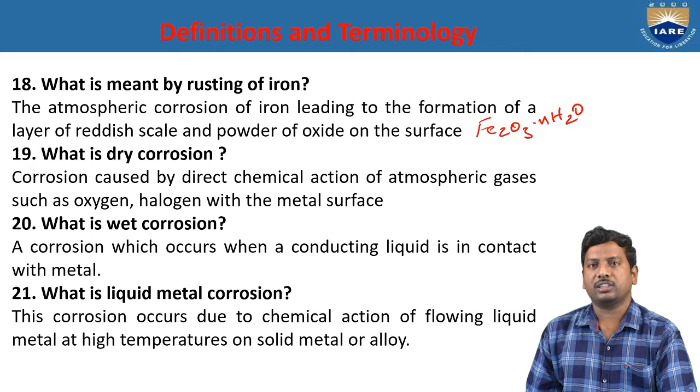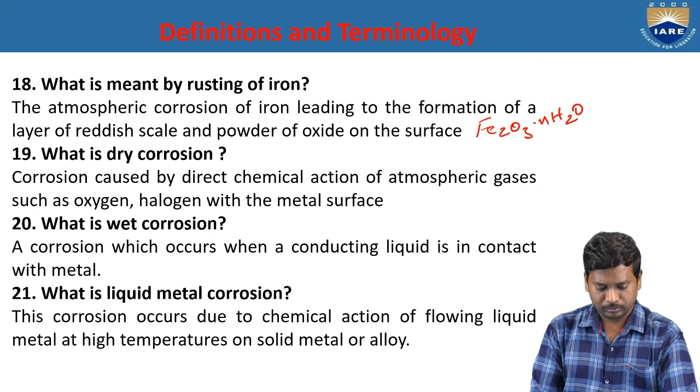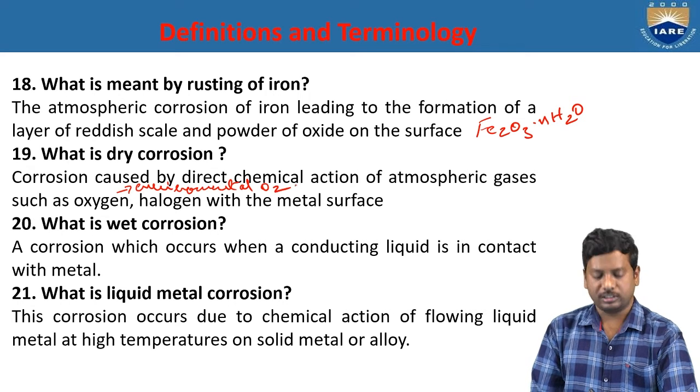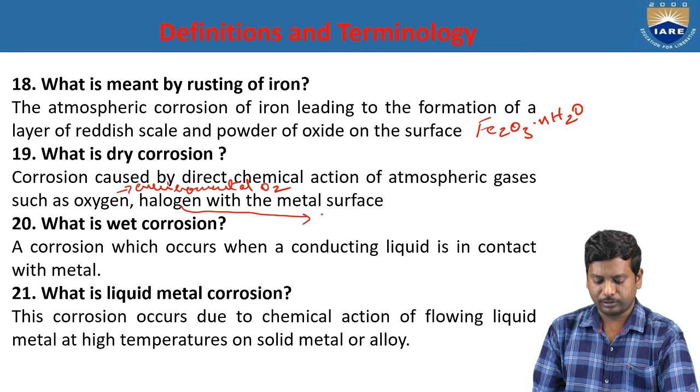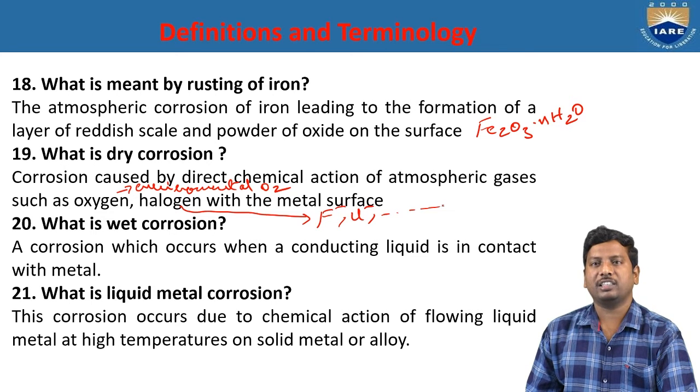Okay, next one, what is dry corrosion? Corrosion caused by the direct chemical action of atmospheric gases such as oxygen and halogens with the metal surface. That means the corrosion takes place in the presence of environmental oxygen and halogens. Halogens means, for example, chlorine. Okay, and what is wet corrosion? A corrosion which occurs when a conducting liquid is in contact with metal. For example, an aqueous solution of sodium chloride is the best example of a conducting liquid.